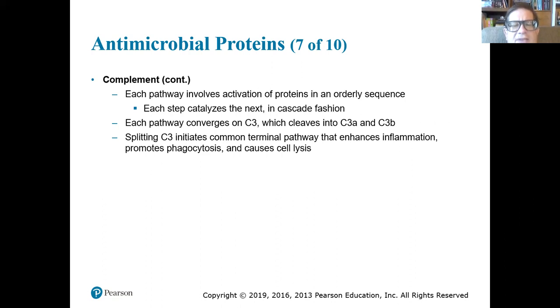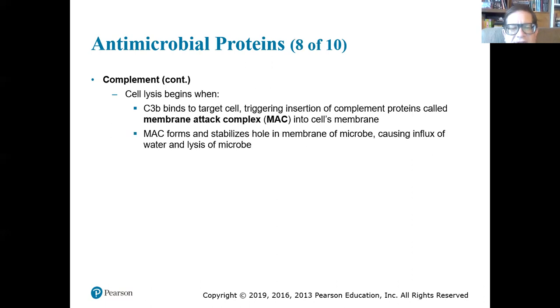But each path involves the activation of proteins in an orderly sequence. This is the cascade they're talking about. Each pathway converges on C3. So all three of those ways of doing it, you're going to end up with this C3 molecule. C3 is going to break into C3a and C3b. When it splits, this will be the end of all of the pathways. They all do the same thing at that point. They enhance inflammation. They promote phagocytosis, meaning the neutrophils and macrophages eating. And here's the fun one, they cause cell lysis.